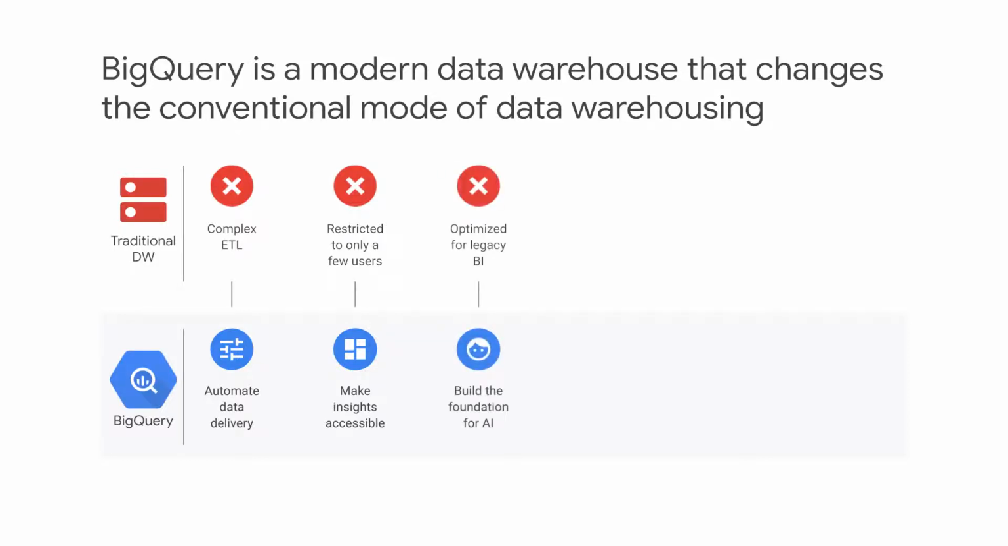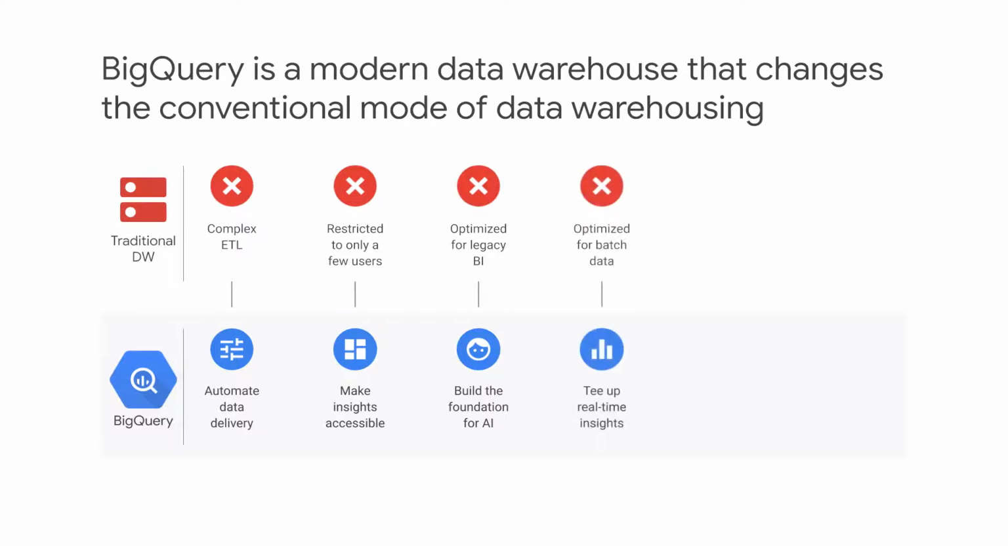BigQuery lays the foundation for AI. It's possible to train TensorFlow and Google Cloud machine learning models directly with datasets stored in BigQuery. And BigQuery ML can be used to build and train machine learning models using just SQL. It's my favorite feature. Another extended capability is BigQuery GIS, which allows organizations to analyze geographic data in BigQuery, essential to many critical business decisions that revolve around location data.